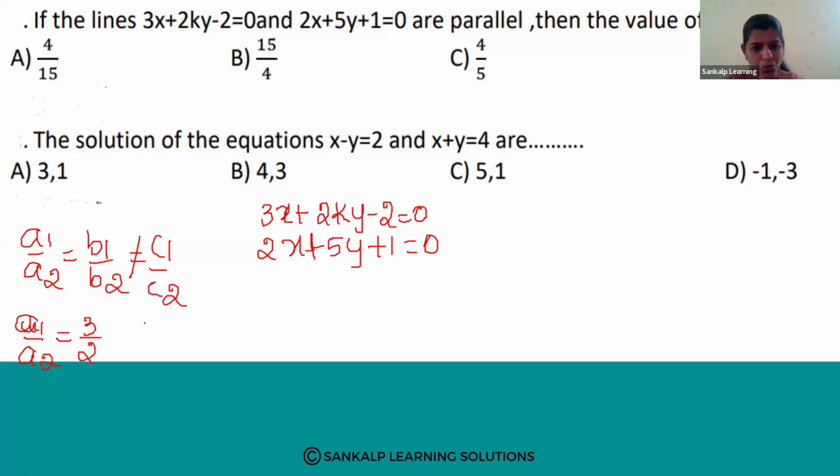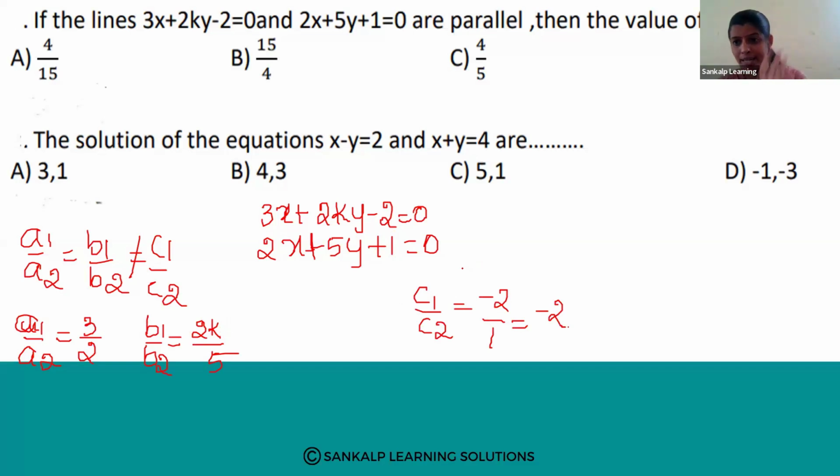3 divided by 2. Next, B1 divided by B2. B1 value is 2k and B2 value is 5. We need to find the value of k, so keep it as it is. What will C1 divided by C2 be? C1 divided by C2 is minus 2 divided by 1, that means minus 2.